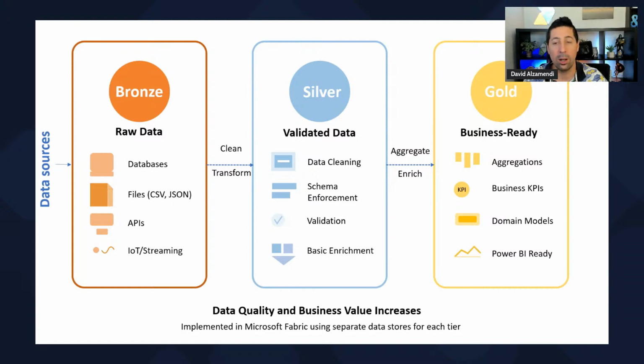So now let's look at what could actually happen in real life. On paper this is really easy to follow. You have different layers, but what happens in real life, and especially when you want to develop this in Microsoft Fabric?